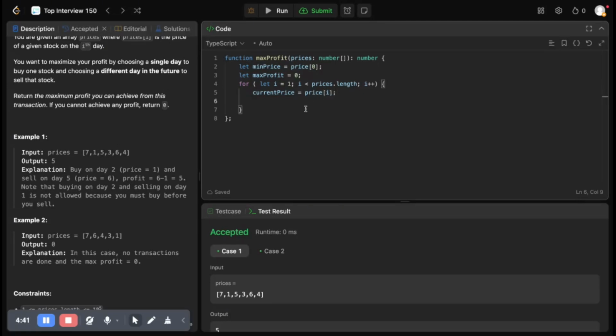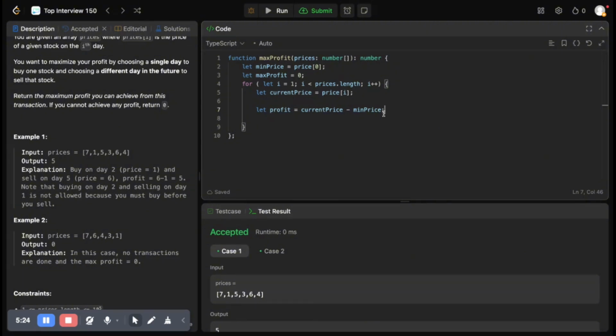So now we need to check the profits, compare this price to the minimum price to see if we're going to make profit or not. So let profit equals current price minus minimum price. This will give us the profit on the day. So profit is current price minus minimum price.